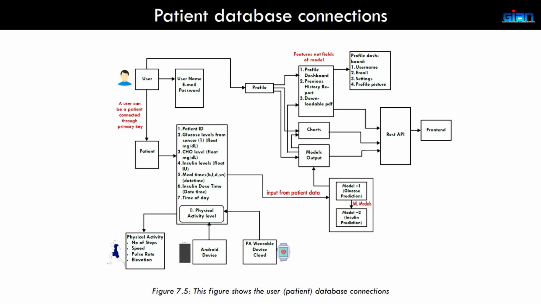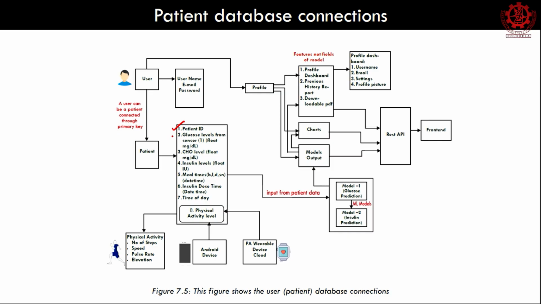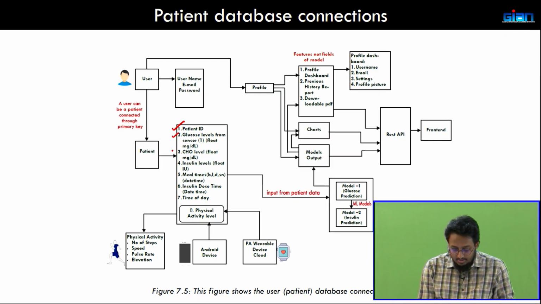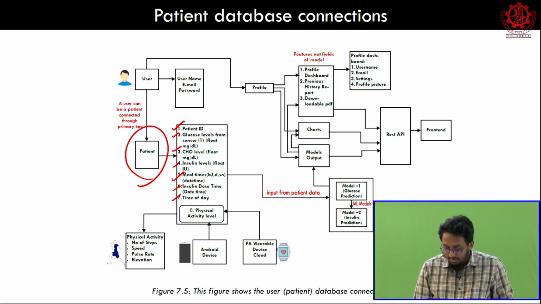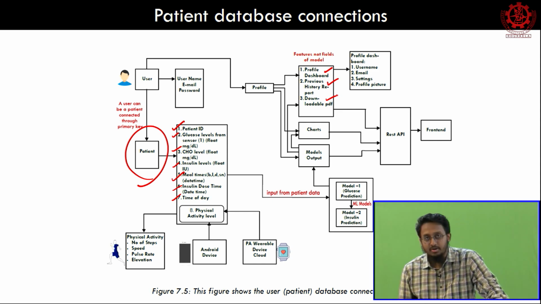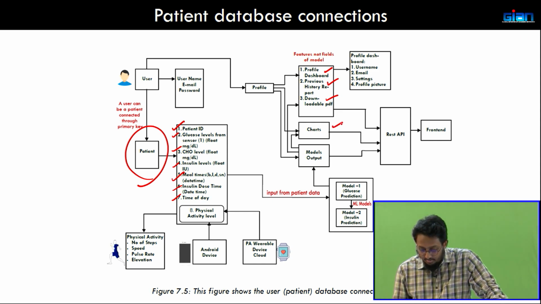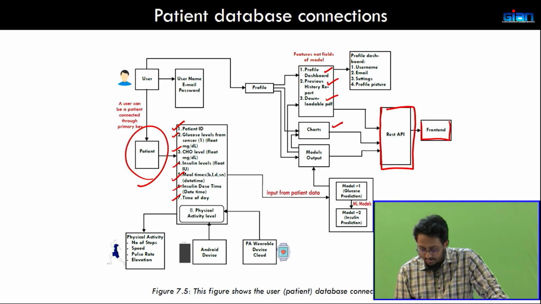So this is the overall picture; you can see the different connections from which data is being extracted. Every patient has a patient ID, and every patient will have glucose levels coming in from the sensor. Then you have the CHO level, insulin level, meal times, and insulin dose time. All of this is present in the patient app. Within the profile there is a profile dashboard. Then you can have the previous report, and this report is downloadable. And there are different charts that can be plotted, and with the help of the REST API, it can be sent to the front end.